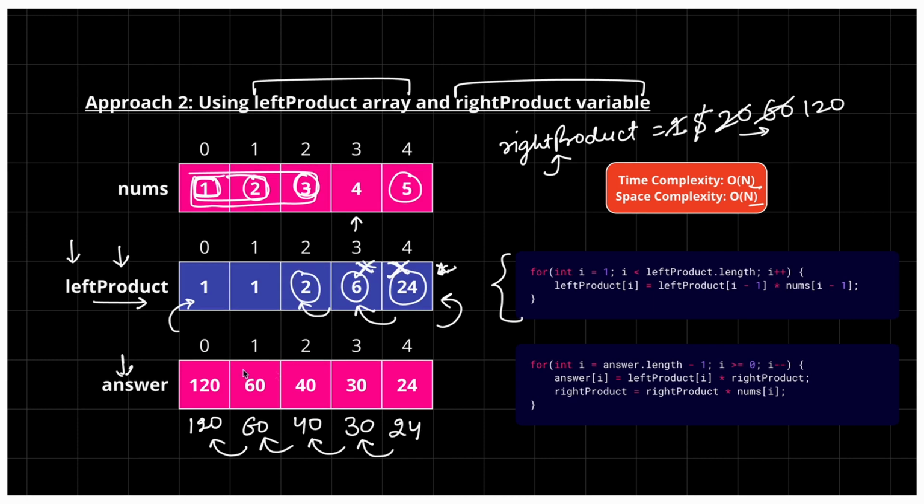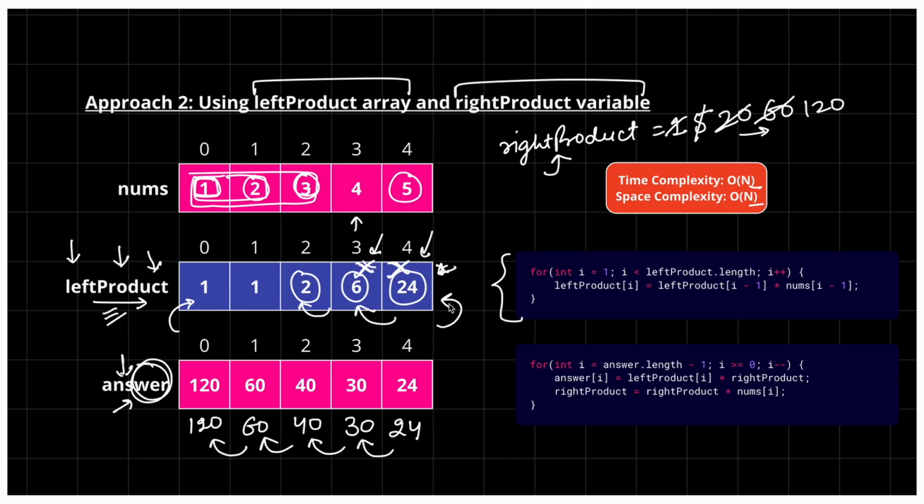So which means that can I use the left product array only to store the answer itself? Can I use the left product only to store this answer array? Because I'm really not using these values again. If I have processed this particular index, I'm really not using it, right? I was using it only once. I hope it is making sense.